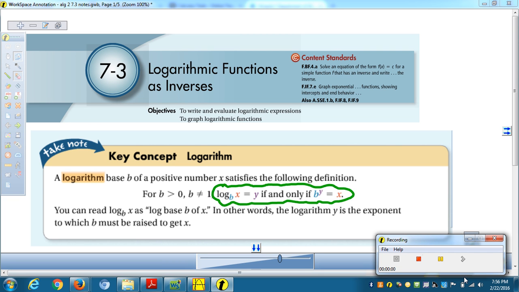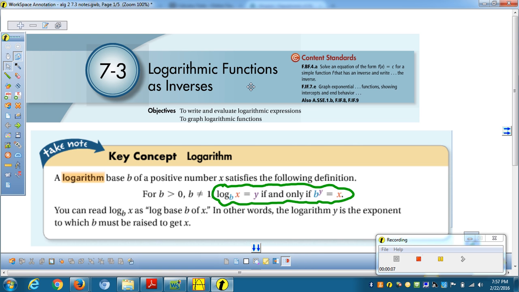We are looking at section 7.3, and it's the introduction of logarithmic functions. And we want to remember what we talked about in class, that logarithmic functions were created so that we can now solve for variables that are in the exponent. And we found that logarithmic functions were inverses of exponential functions.